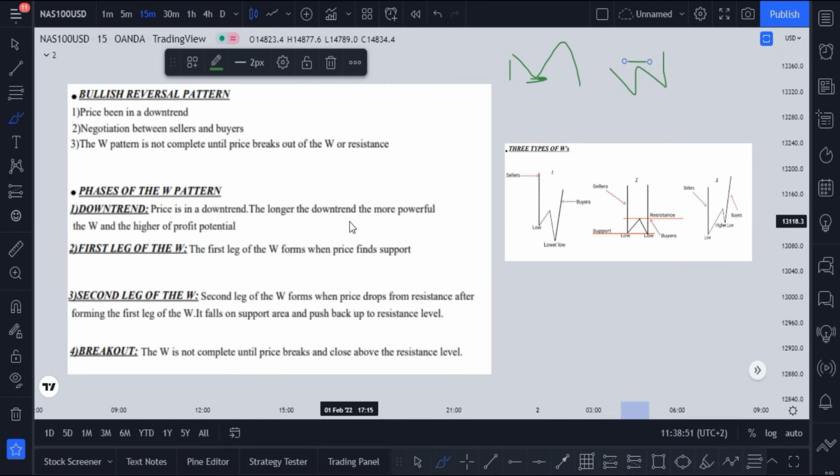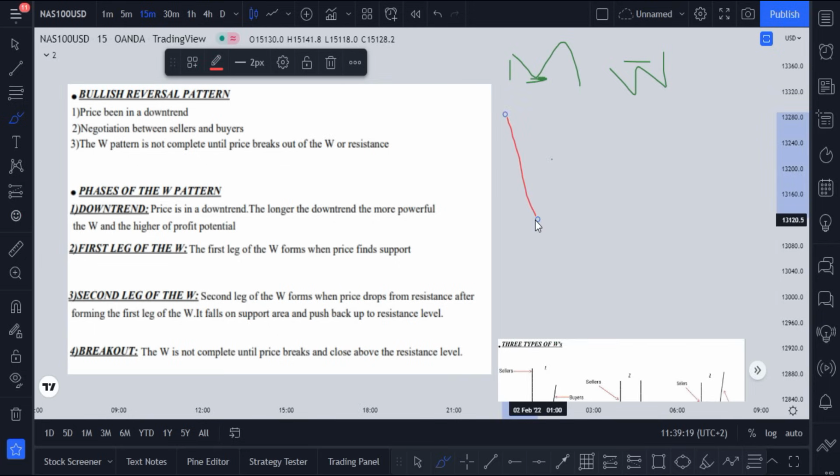Now moving on to the phases of this W pattern formation. Basically we have 4 phases once again, just like with the M formation. First, the market is in a downtrend, creating lower lows and lower highs. Just like with the M formation as well, the longer the downtrend, the more powerful the W and the higher the potential of profits out of that W formation, right? In the M formation, the longer the uptrend, the more powerful the M formation will be, and the higher the potential profit that we can get out of that pattern once it's complete, right? So it's basically the same thing.